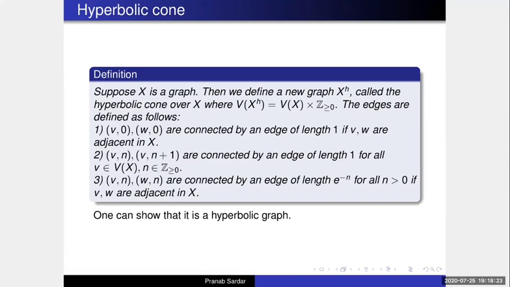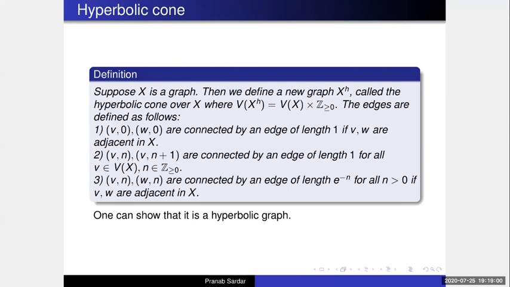All the level sets VX cross n have the same graph structure as VX, but the lengths are decreasing when n is going to infinity. And if you fix a vertex v of VX, then you take v cross the non-negative integers, you will get a line. Number 2 is saying that (v,n) and (v,n+1) are connected by an edge of length 1, for all v and all n.